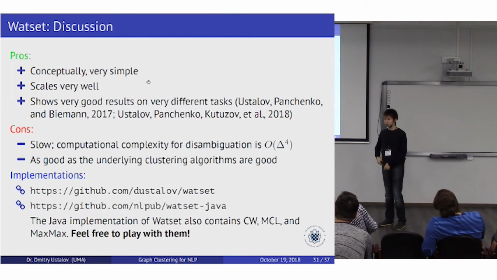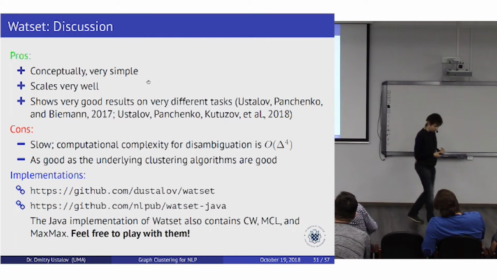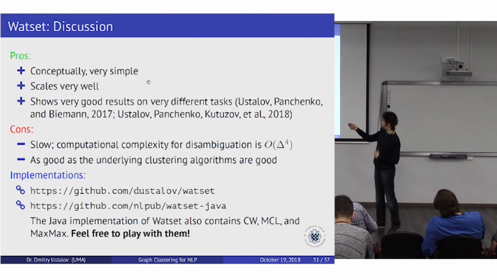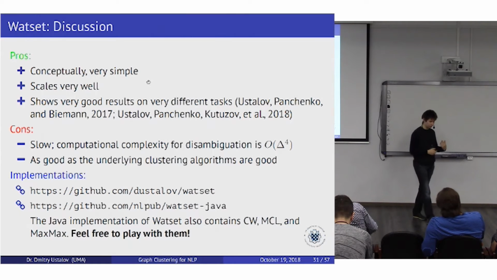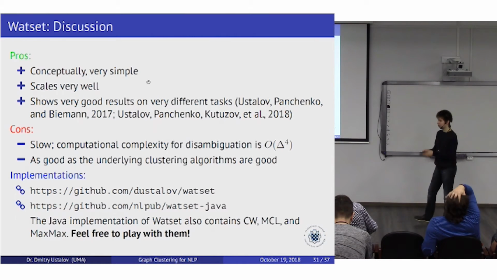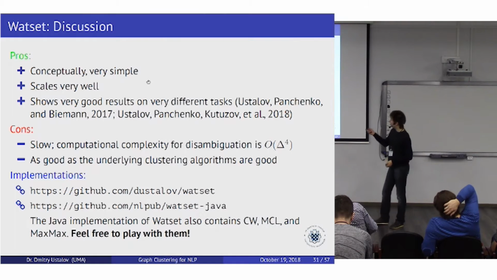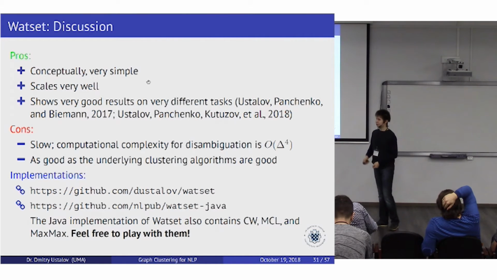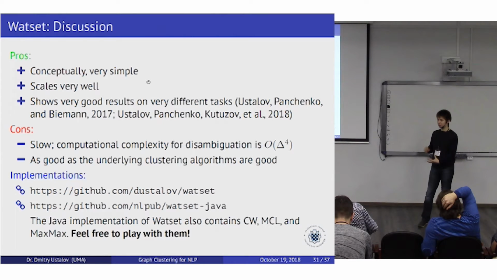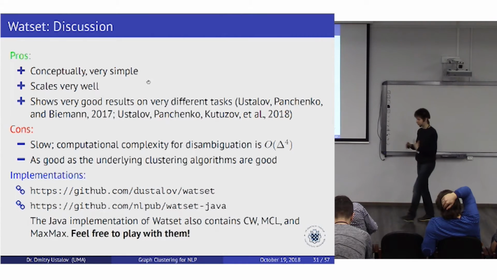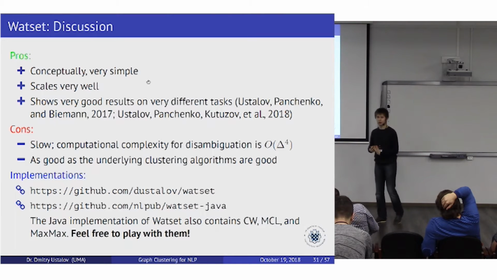Of course, I'm biased because I'm the author of this algorithm. But I think one of the wonderful properties of WhatSet is that it's conceptually very simple. When you run it, it scales very well, by multi-threading and multi-processing. And it shows very good results in very different tasks. So you can apply it not just for words. You can use, for instance, triples. You can use maybe some social network profiles, whatever. And I expect it to work well.